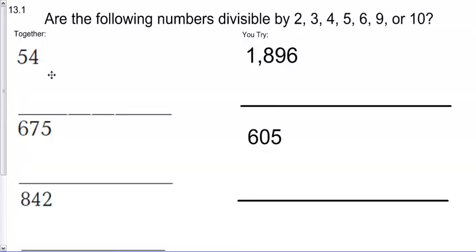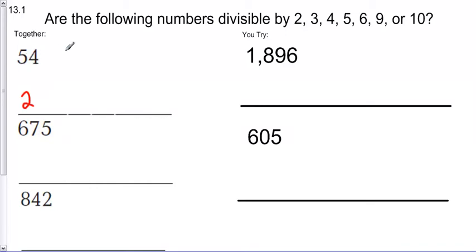So let's practice. When I do this, always start at the beginning. Where's the beginning? I'm going to start with 2, because here it asks divisible by 2, 3, 4, 5, 6, 9, or 10. Now remember the rule for 2, if I forgot, that's fine, I could just go back in the notes and look. Is it even? 54 is an even number.